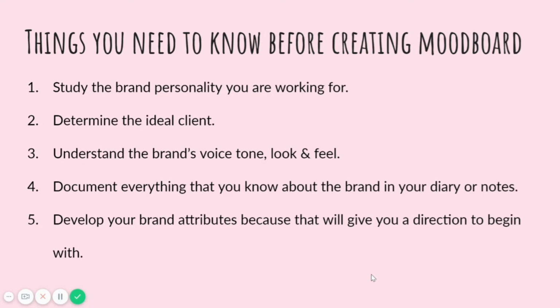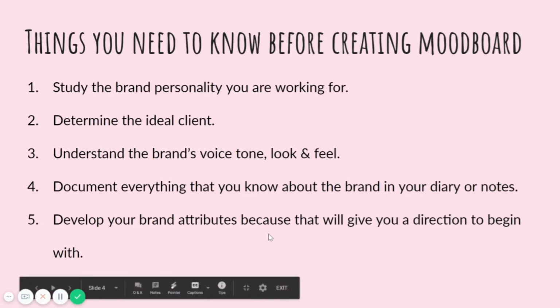The second point is to determine the ideal client. You need to know who you are going to be serving, or who the brand is going to serve. The third point is understand the brand's voice, tone, look, and feel. If you know the brand's voice and tone, and the look and feel, you will know what you want to communicate in your identity design, and you will visualize those things in your mood board. And that's how you will set your mood for a brand identity process.